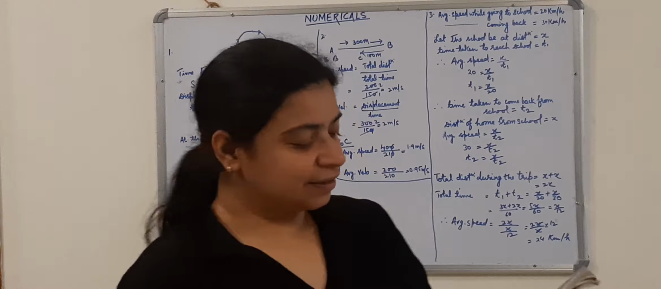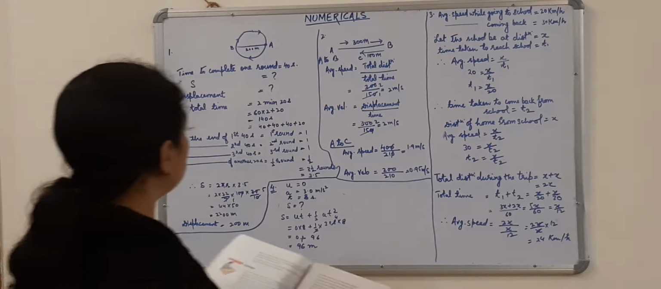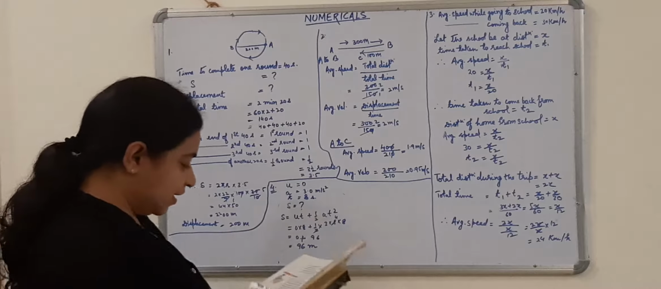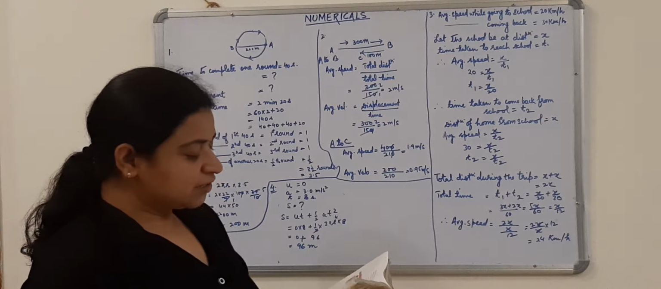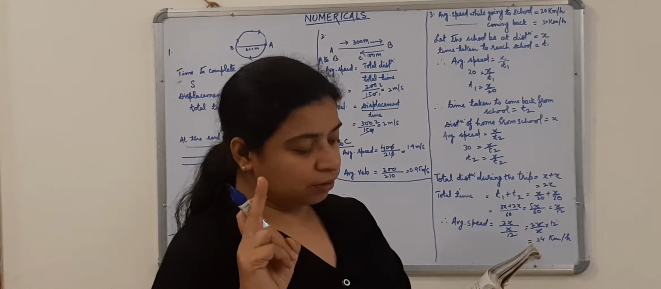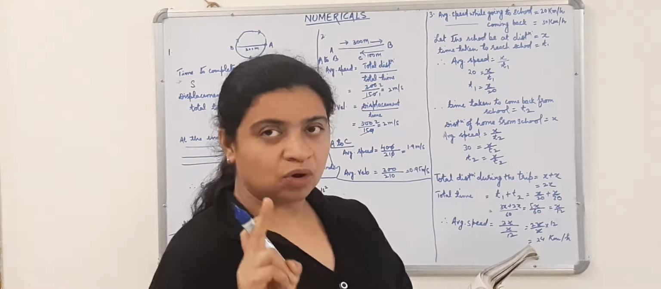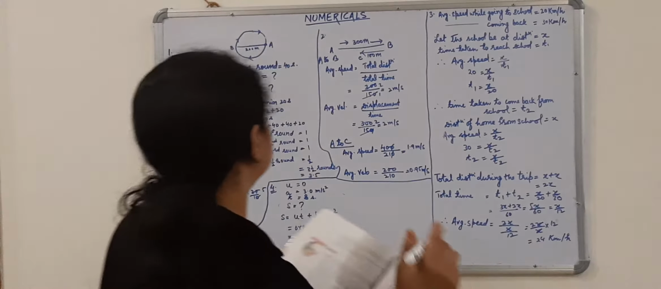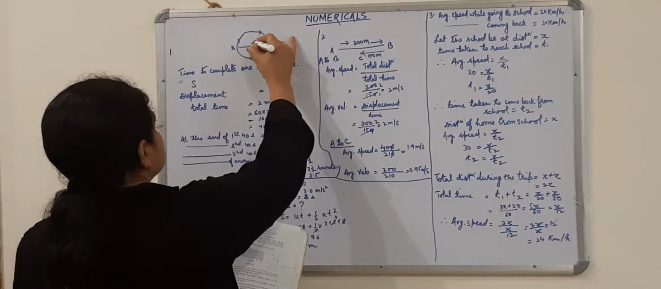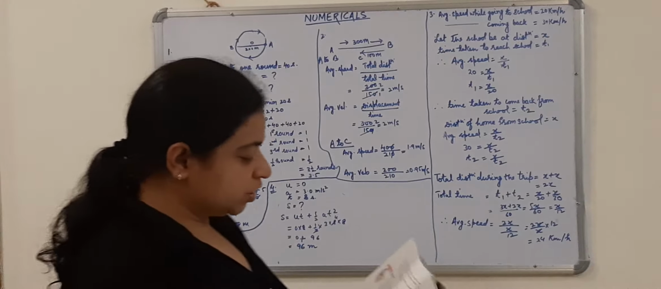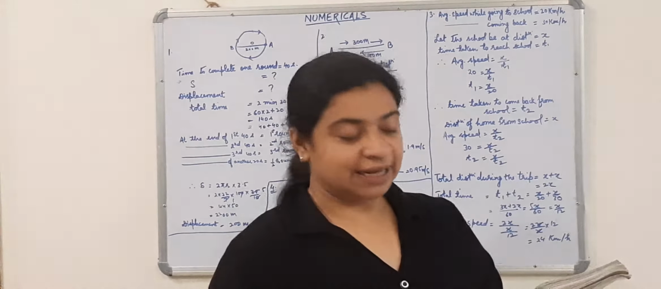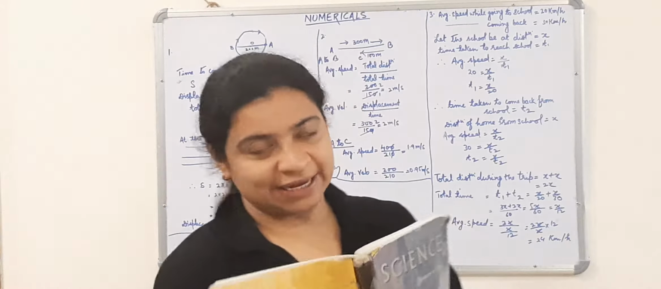An athlete completes one round of a circular track. Suppose it is a circular track and the athlete completes one round. You have to keep this in mind: one round of a circular track of diameter 200 meter. Suppose this is the center of the track, let this be O, and the diameter is 200 meter. What will be the distance covered and the displacement at the end of 2 minutes 20 seconds?